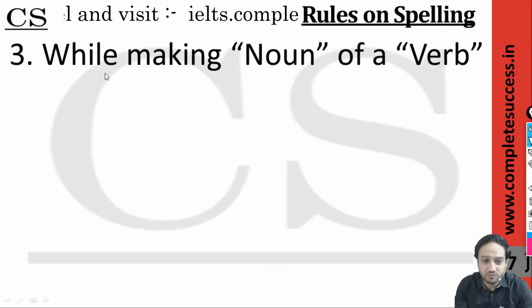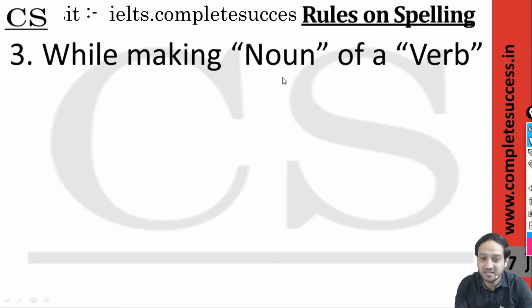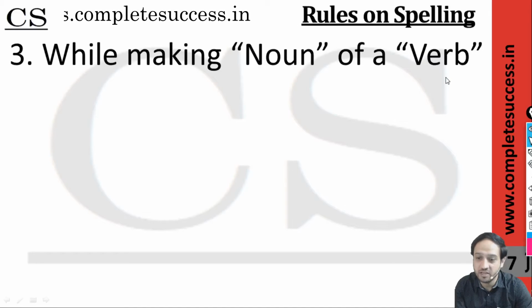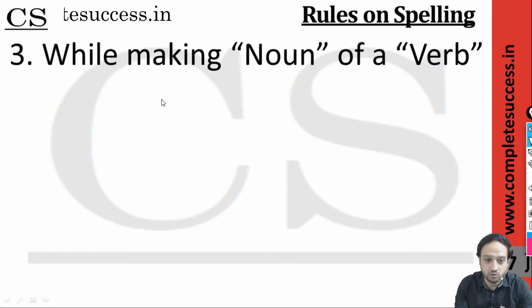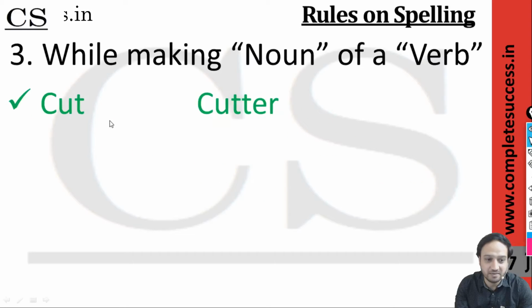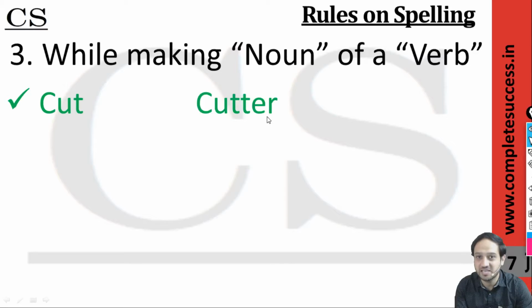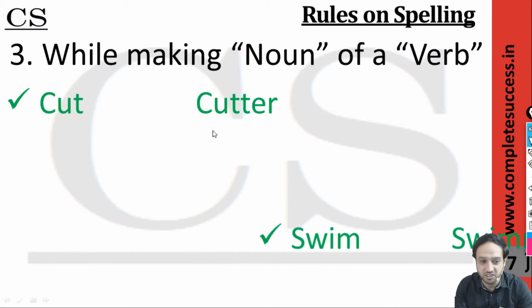Similarly, when we convert a verb into a noun, we will do the same thing. For example, cut, this is a verb, and when we add er to that verb, it becomes a noun. So while converting cut into cutter, when we add er, we double the last consonant, because before that consonant there is a vowel, that is u. So cut will become cutter with double t.